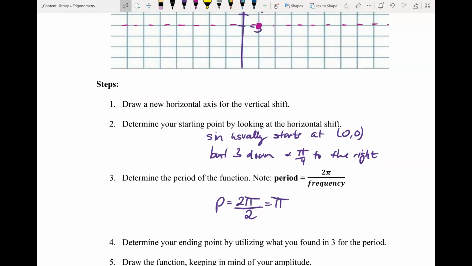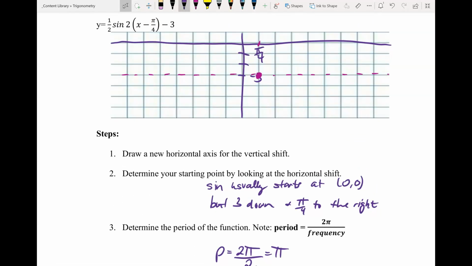Step 4, determine your ending point by utilizing what we found for the period. So I'm going to continue to label our increments here. If I started from 0 and I need to end by pi, we would have a length that looks like this, from there to there. But because I moved everything by pi over 4 to the right, now I'm going to start here and then end here instead, and that will give us a length of pi.